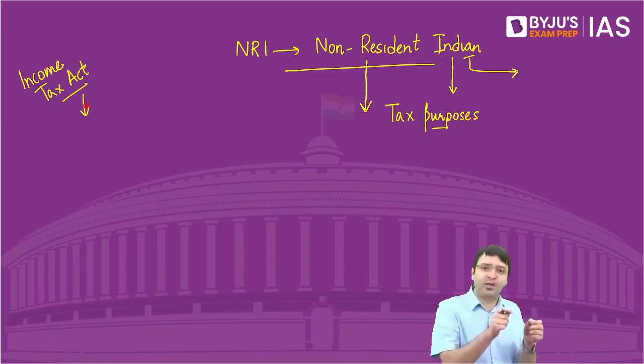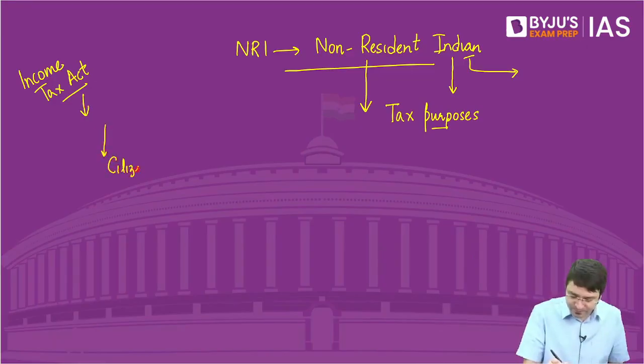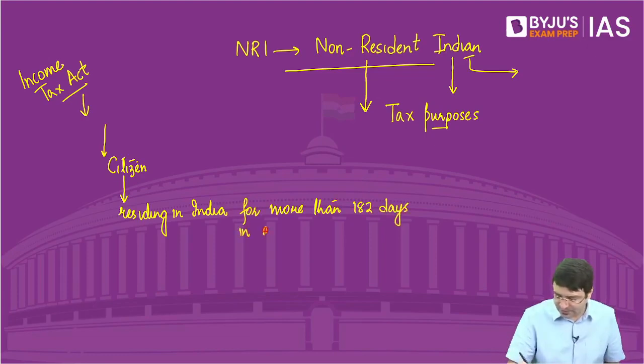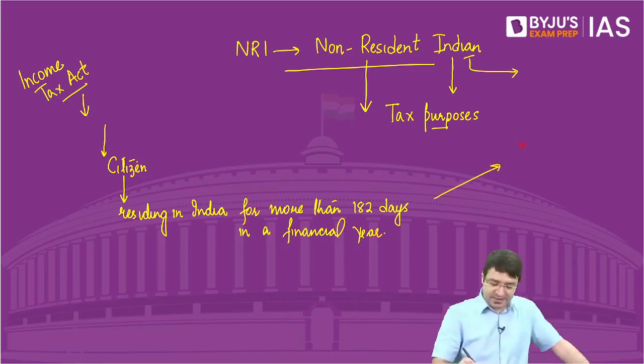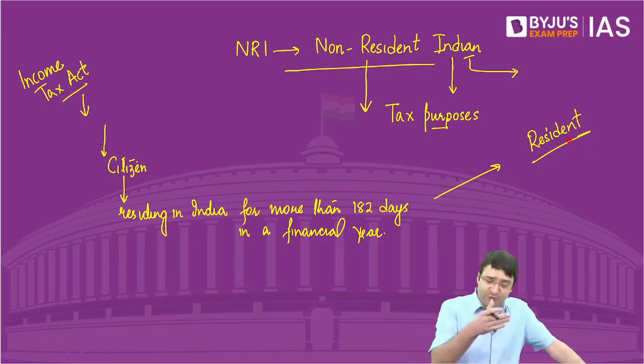But from the GS polity point of view, what is it that you have to understand? Listen to me carefully. Whoever is a citizen and is residing in India for more than 182 days in a financial year, that person is a resident. That means, who is a resident of India? Somebody who is residing in India for more than 182 days in a year, which may also include foreigners. For example, foreigners who are residing in India for more than 182 days, they have to pay tax in India.